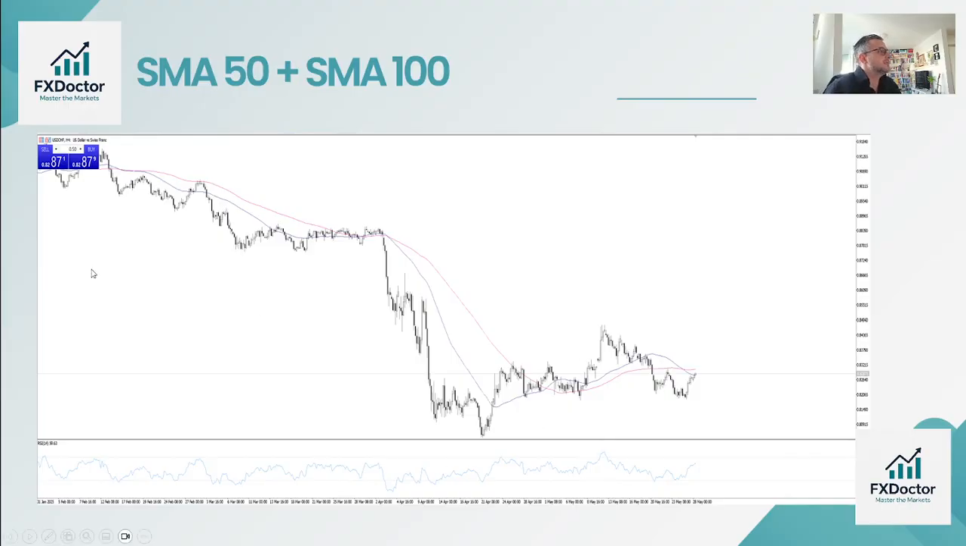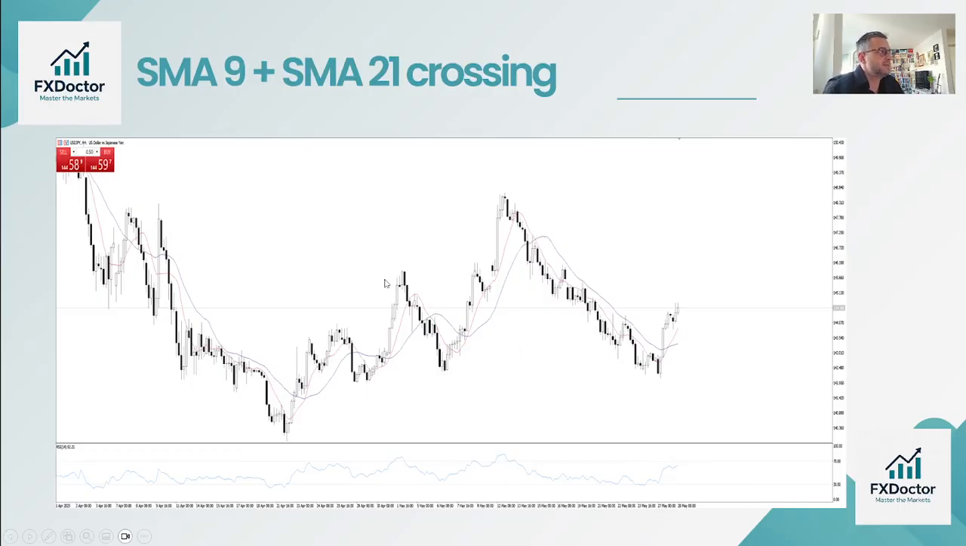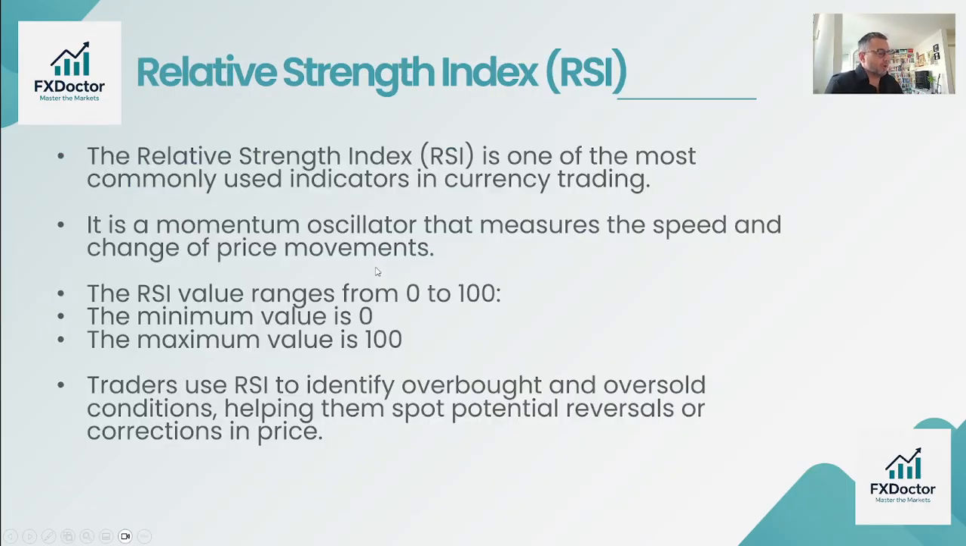Okay, this is, for example, simple moving average 9 and 21. And you see, when they cross each other, the trend is changing, as you can see. On each cross, trend is changing. This is simple moving average 50 and simple moving average 100. There are a lot of strategies based on crossing moving averages, but we will talk about that in the advanced course.